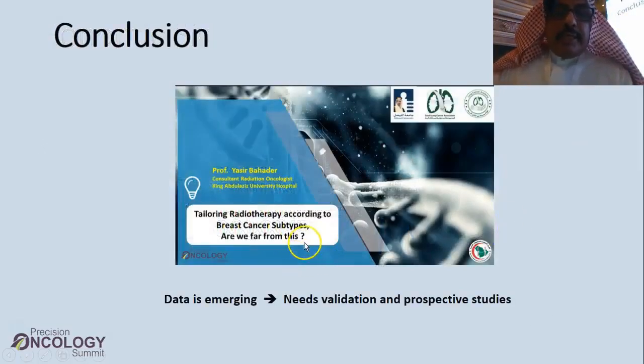So in conclusion, tailoring radiation therapy according to the breast cancer subtypes, are we far from this? The answer is that the data is really emerging in the last few years. We still need validation for most of these data and prospective studies.